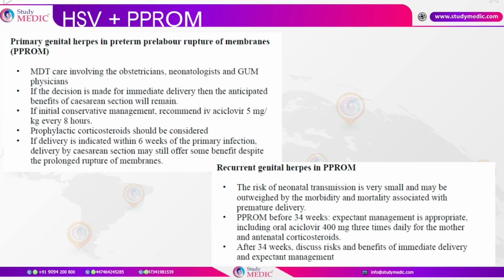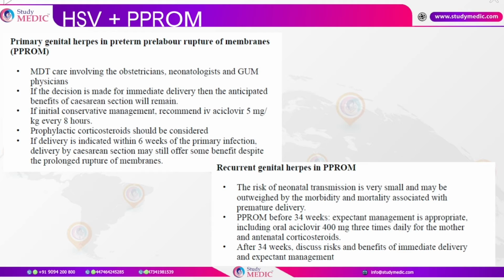If the delivery is indicated within 6 weeks of primary infection, then yes, as I said, delivery by C-section. And you still offer some benefit despite there being a prolonged rupture of membrane. It is always better that the child has less exposure by means of C-section as compared to vaginal delivery. But if it is a recurrent genital herpes, the risk of neonatal transmission is very small. It is like 1 to 3%, and it may be outweighed by the morbidity and mortality associated with the premature delivery.